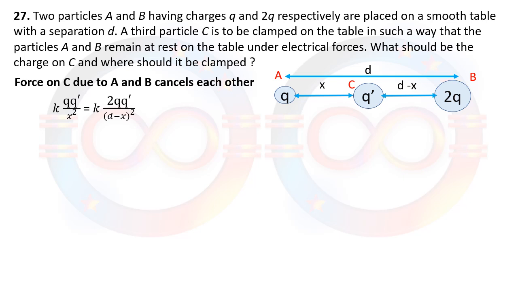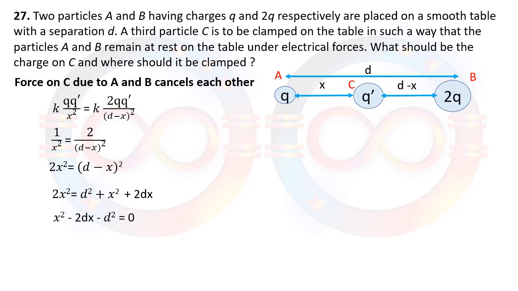Now we are going to have a quadratic equation. Look here, k will get cancelled, and we will be having 1 by x square is equal to 2 upon (d minus x) square, or 2x square is equal to (d minus x) the whole square. If you expand this term as a square plus b square plus 2ab, we will be getting one quadratic equation. And if you solve this quadratic equation, you will be able to get the value of x in terms of d, and it is (root 2 minus 1) into d.